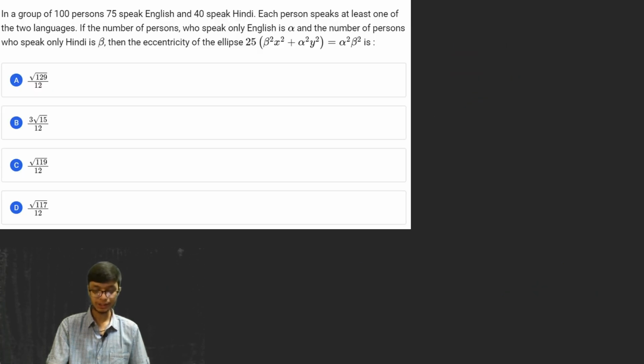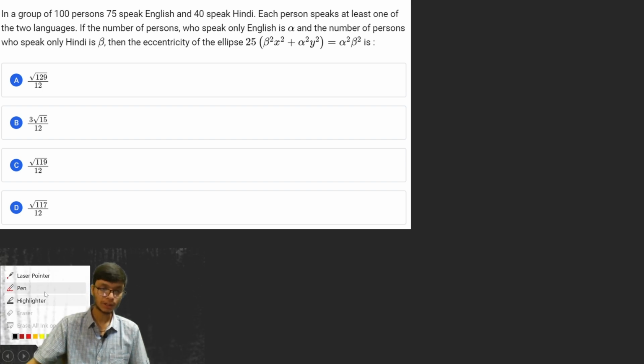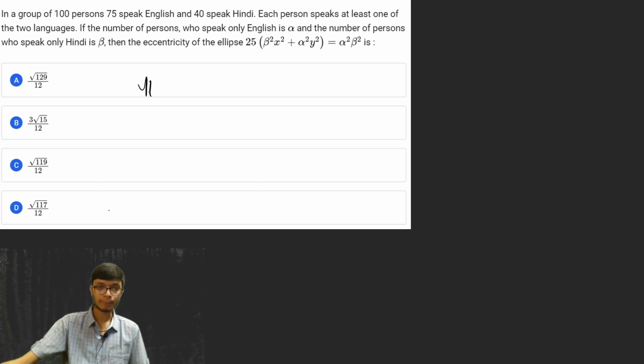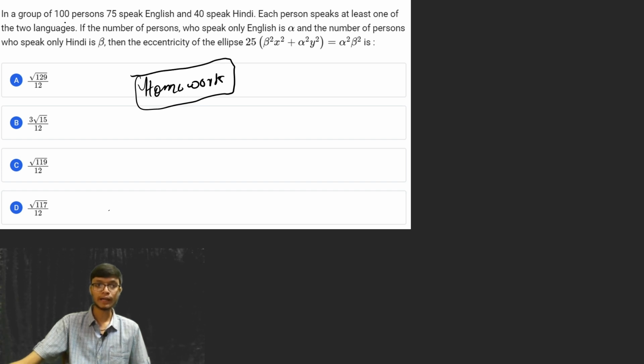Now there is another interesting question that I would like all of you to try out on your own. I would like to give this particular problem as a homework problem. Why am I giving this as homework? Because this problem involves not a question of an ellipse but more a question of sets. So as you can see, in a group of 100 people, 75 people speak English, 40 people speak Hindi, and each person speaks at least one of the two languages.